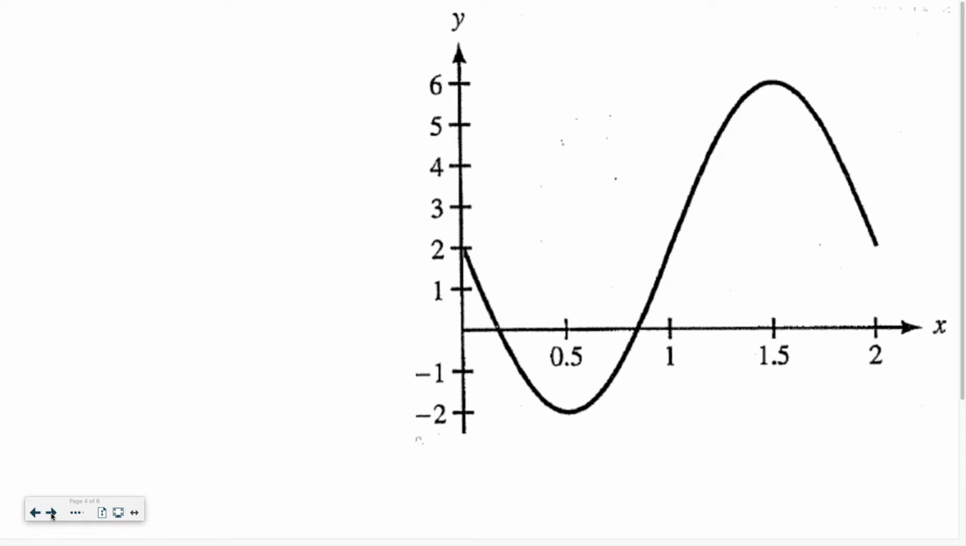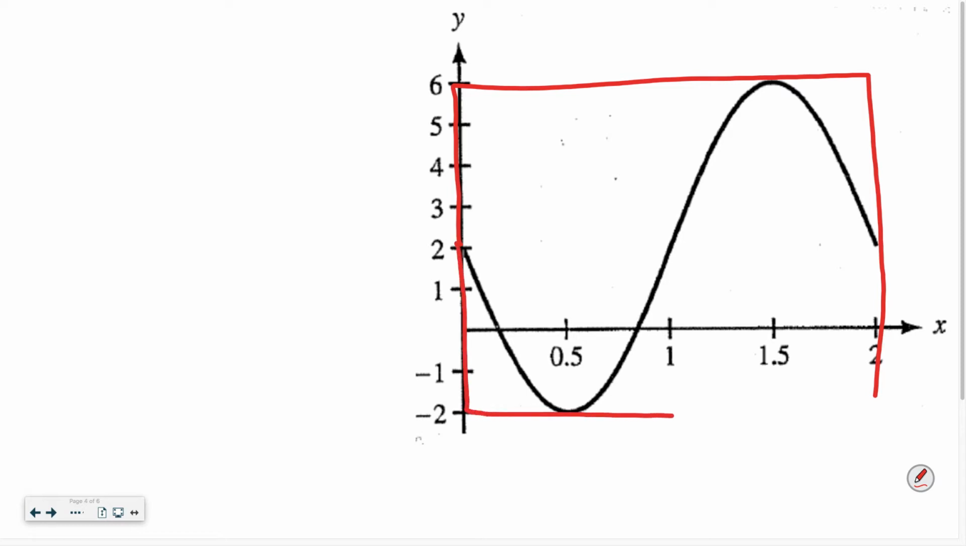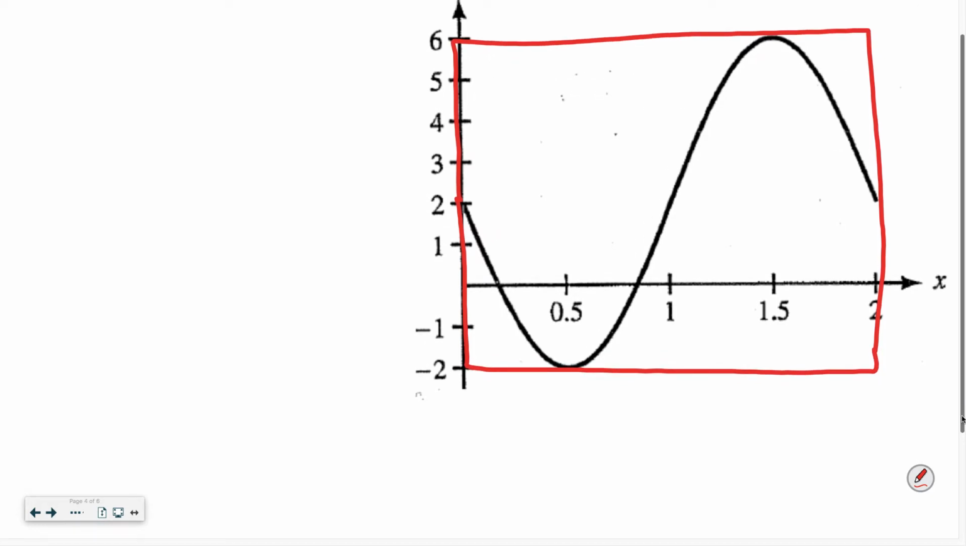Does anybody need more time to draw it? Okay, I'm going to go ahead and draw a frame around this, since that's how we've been graphing using the framing method. Okay, so let's go ahead and start out with the shape.